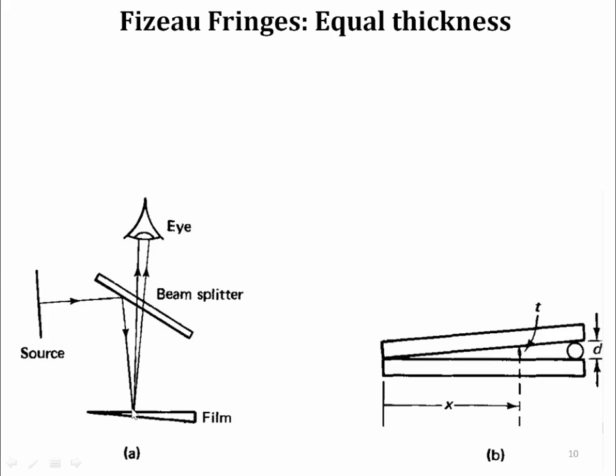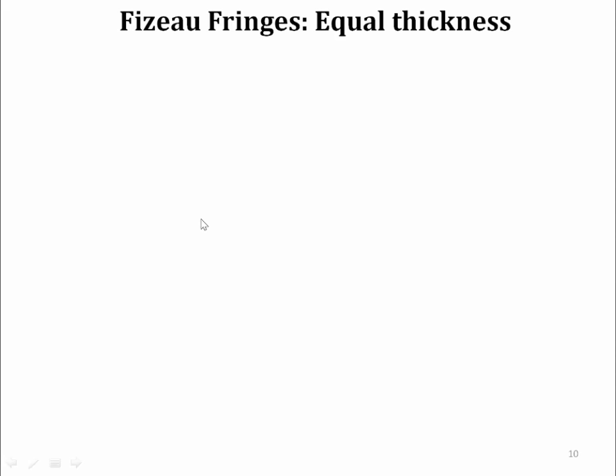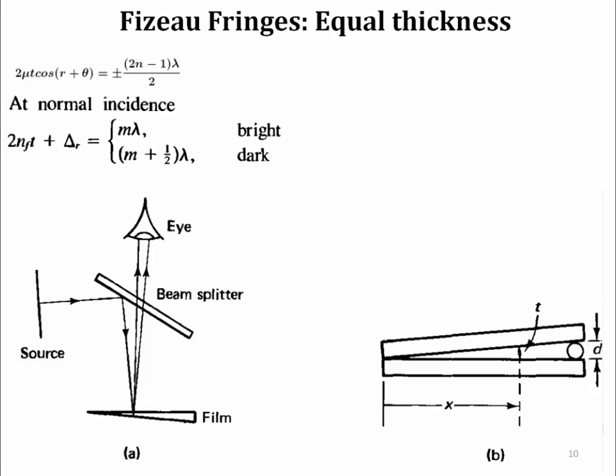In this expression, r goes to 0, and theta we are saying is very small, a wedge-shaped film. So in that case we can write down the condition for constructive interference. At normal incidence, this equation will become like this.